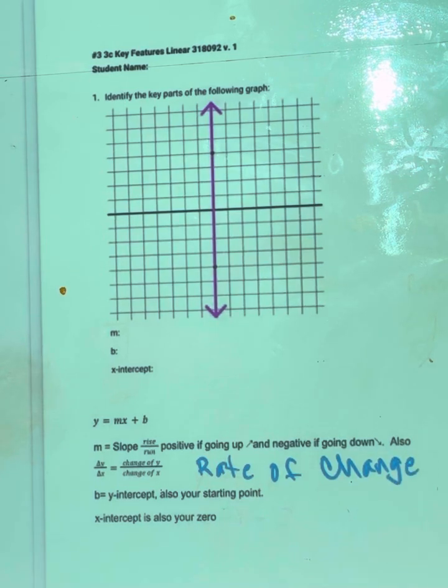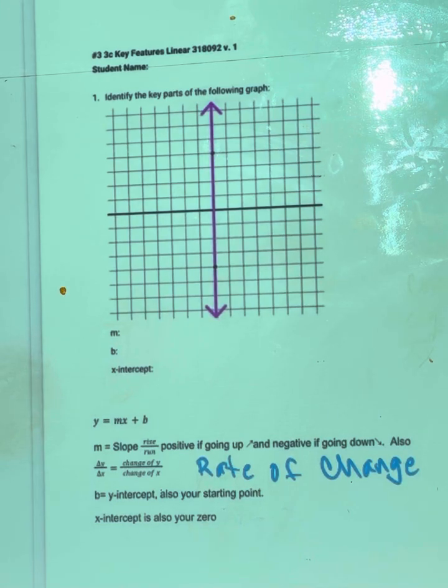And then if you notice on the formula chart, which is on the board, you've got a formula for slope: m equals y2 minus y1 over x2 minus x1. If you don't know that one, you can write that down. And then b is your y-intercept and also your starting point, and x-intercept is also known as your 0, and later you'll find it as your solution.